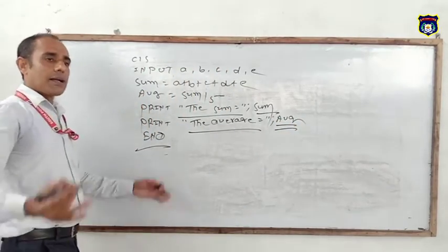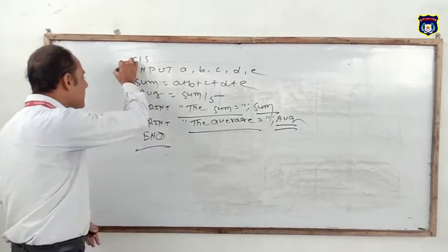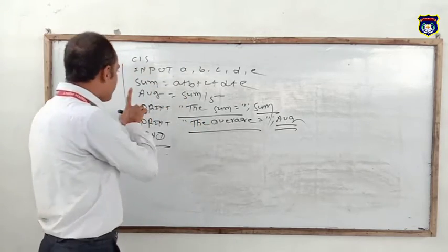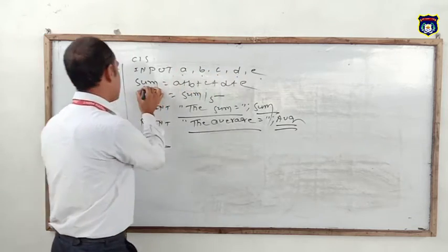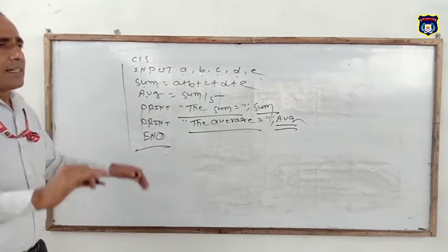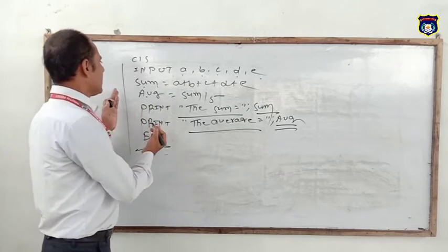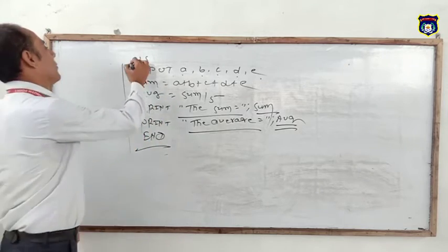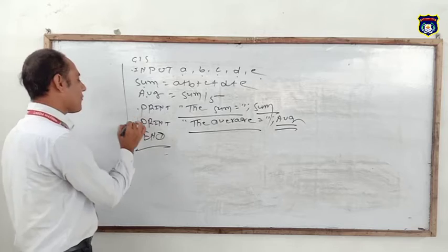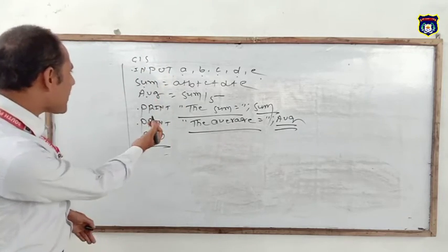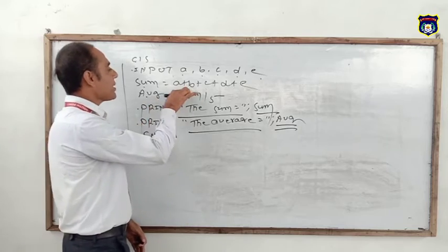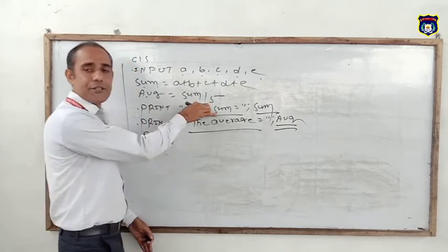Can you ask a question? So how many variables are used? There are 7 variables used: 1, 2, 3, 4, 5, 6, 7. Again you can ask the question, sir, how many reserved words are used? 1, 2, 3, 4. A third question is, sir, have you used operators? Absolutely right: plus, equal to, and divide.